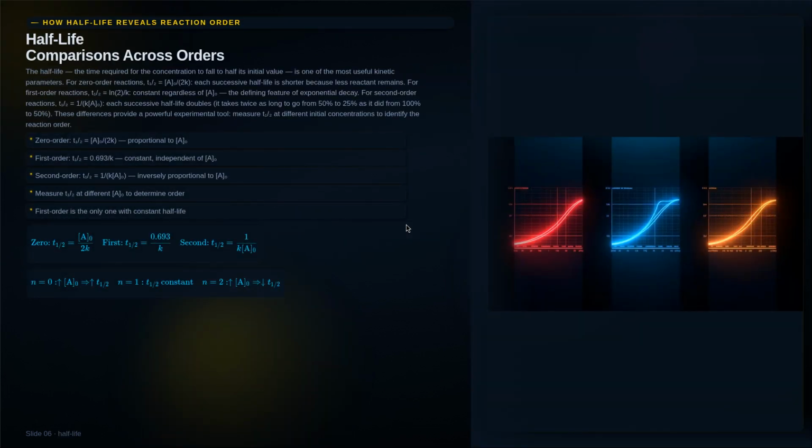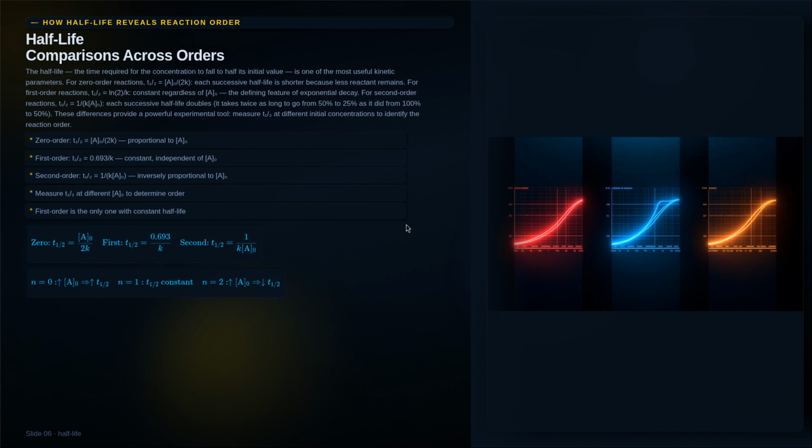The half-life is one of the most useful kinetic parameters. It is the time required for the concentration to fall to half its initial value. For zero-order reactions, the half-life equals [A]initial divided by 2k. Each successive half-life is shorter because less reactant remains.